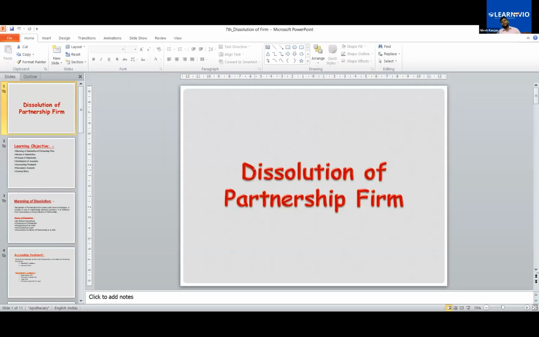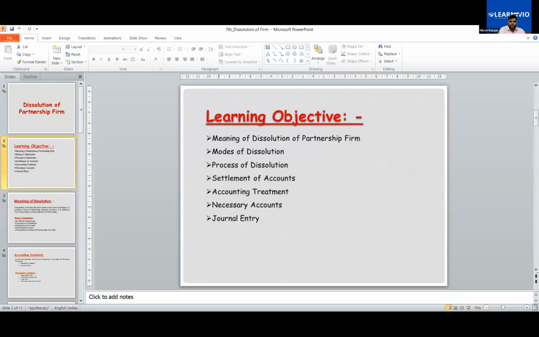Okay, so you can see the screen, dissolution of partnership firm slides. So in dissolution, what does it mean by dissolution? Actually, in this chapter, what we have to study is these topics. Meaning of dissolution of partnership firm. First of all, we will understand what is dissolution of partnership firm, then modes of dissolution, process of dissolution. After that, settlement of accounts, accounting treatment, and necessary accounts. After that, journal entry.